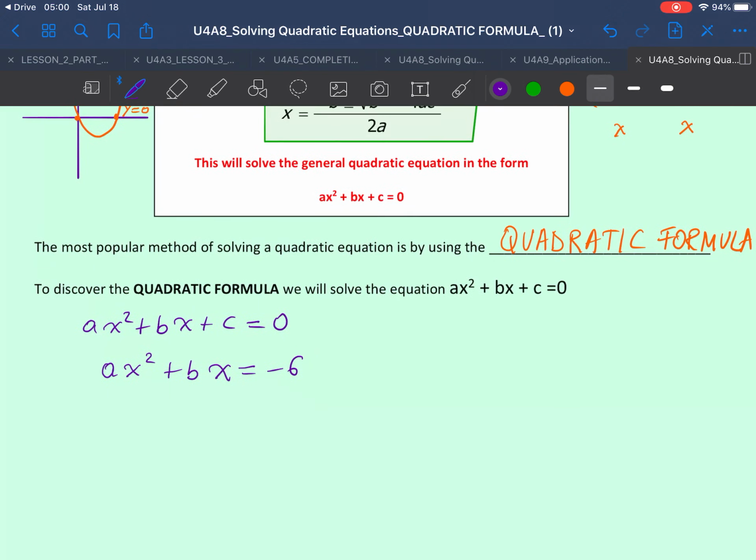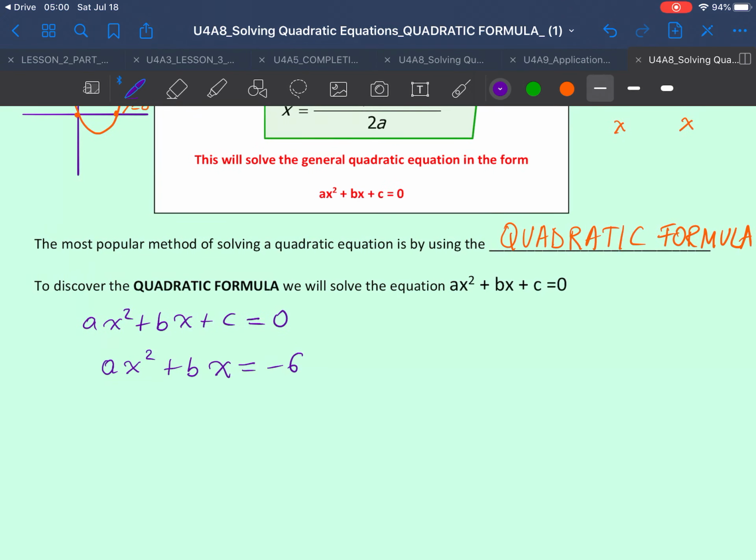My next step is, because I want to get closer to x, I will divide by a every term in both sides of the equation. So my equation now would look like this. Sorry, that was a c, it looks like a 6.